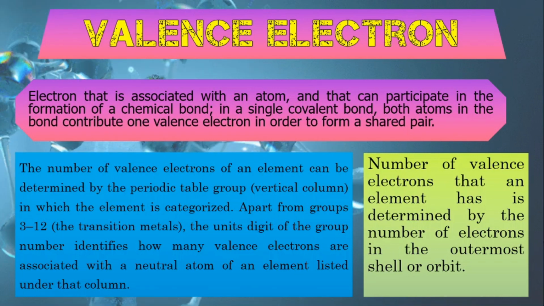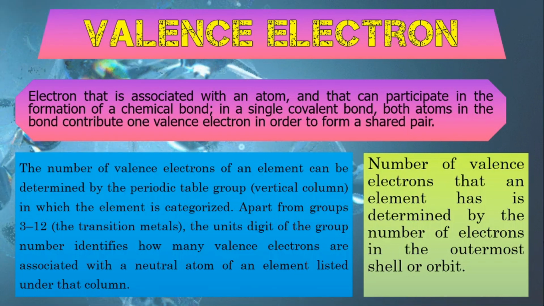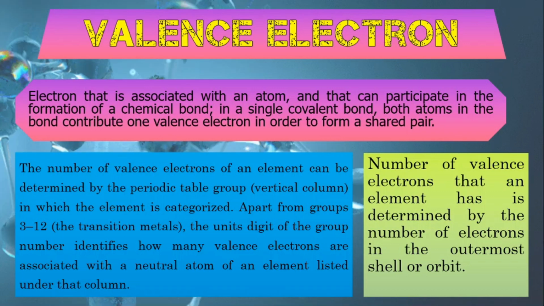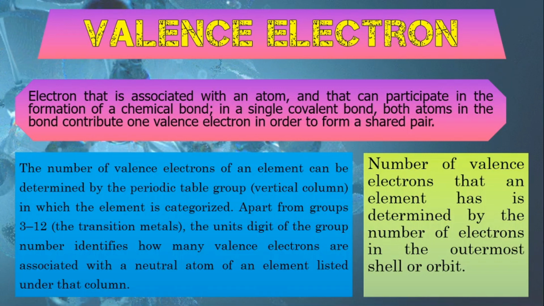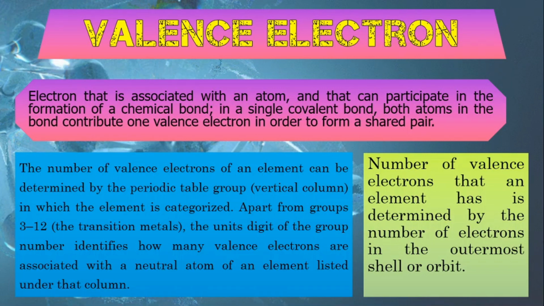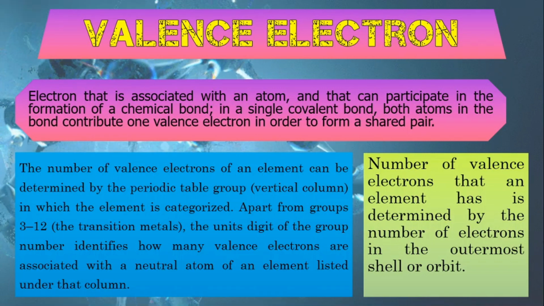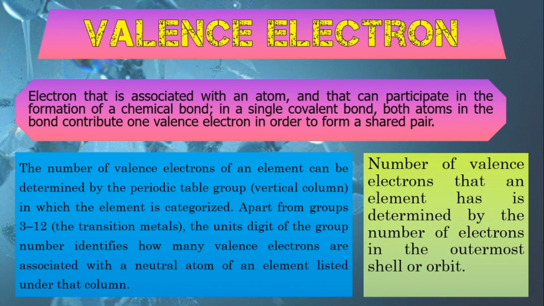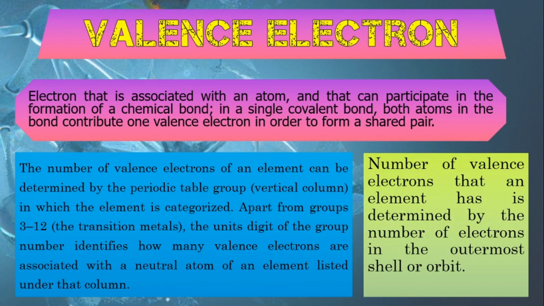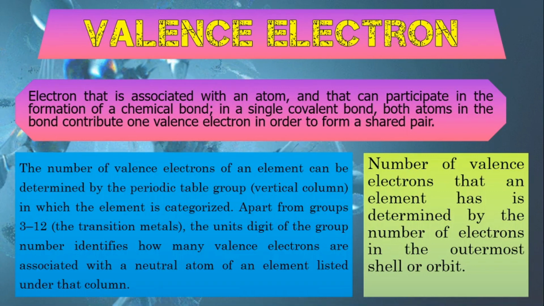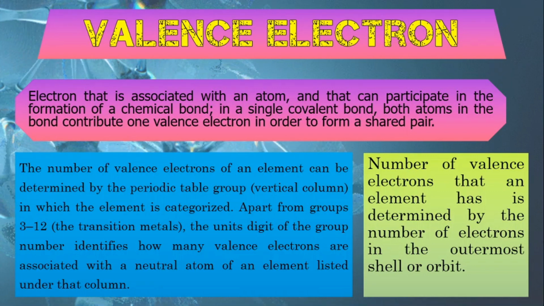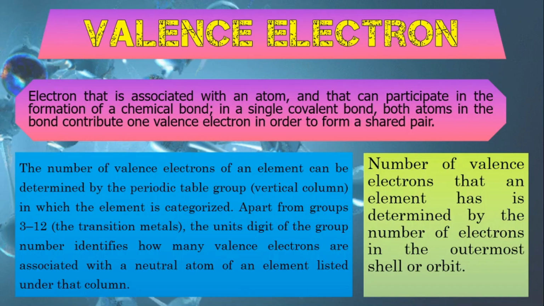Apart from groups 3 to 12, the transition metals, the units digit of the group number identifies how many valence electrons are associated with a neutral atom of an element listed under that column. The number of valence electrons that an element has is determined by the number of electrons in the outermost shell or orbit.